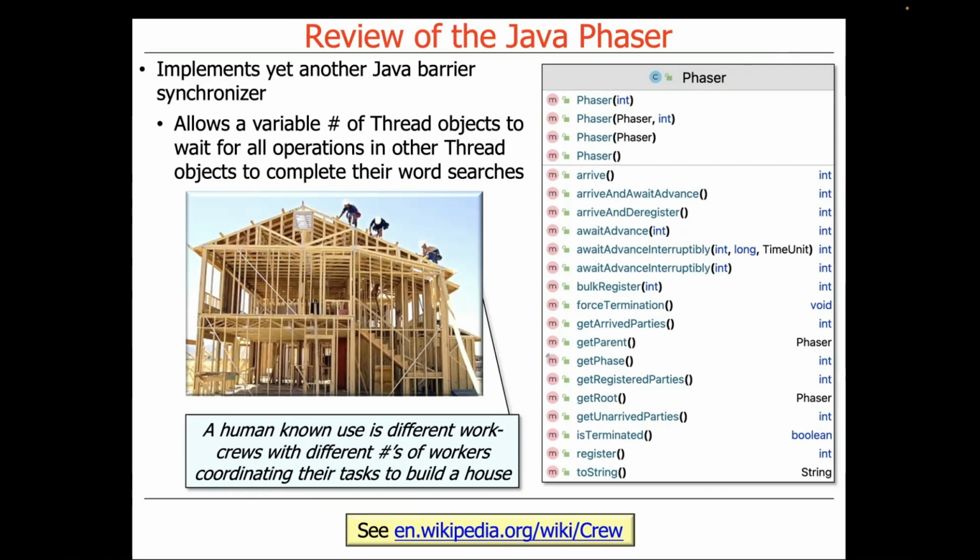So you might have one work crew who comes in with 3 people to do the framing. You might have another work crew with 2 people to do the electrical wiring. You might have a work crew with 5 workers to do the roofing or the bricking or whatever, but each work crew could have a different number of workers.